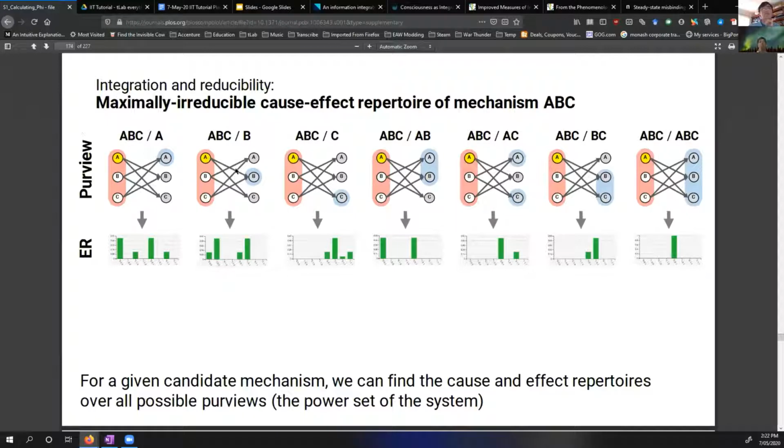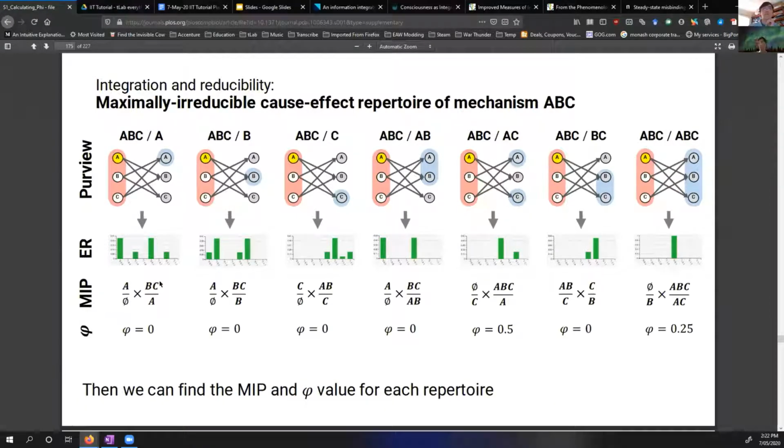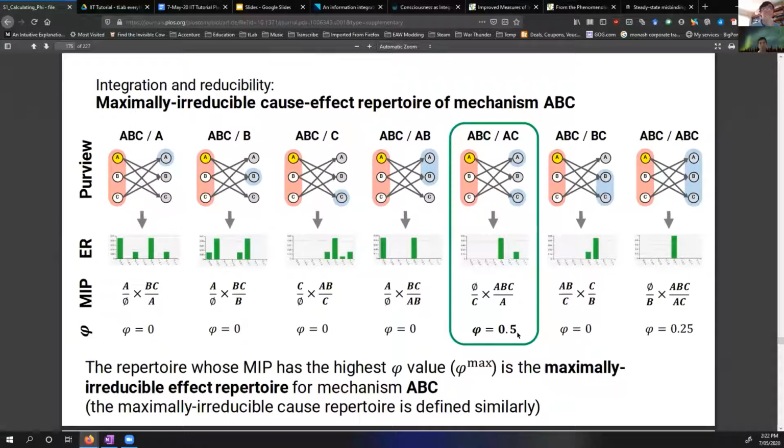Without going into the detailed maths, for each separate purview what you get is a different repertoire depending on the purview that you're looking at. And for each of these repertoires, you'll have an integrated information value. The idea is we want to take the purview which has the maximum value, and in this case it's ABC over AC, which gives 0.5. This is referred to as the maximally irreducible effect repertoire.